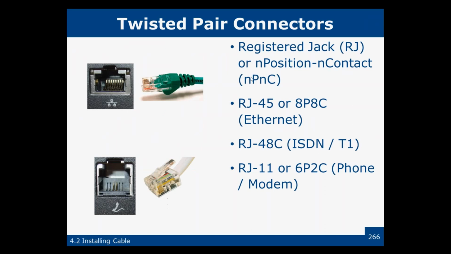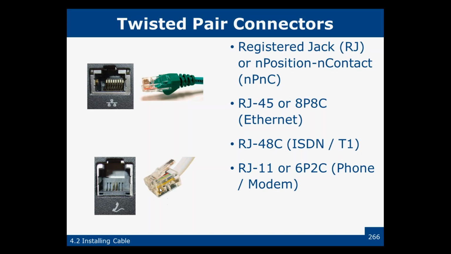RJ is a registered jack, with positions and contacts. The position count is how many positions and how many contacts; this one down here has 8 positions, 8 contacts, and it's a 4-pair. It has 8 connectors on it. RJ48C is essentially the same as an RJ45, but it's used for ISDN. RJ45, registered jack 45, is used for Ethernet. RJ11 is the one that's used for phones, and typically phones only use 1 pair. There may be 4 pair there, but 1 pair is the dial tone and the voice. The other pair may be unused or may be used for a second line.